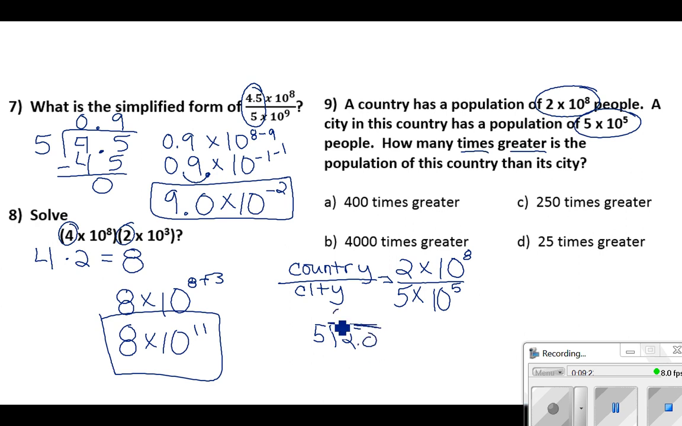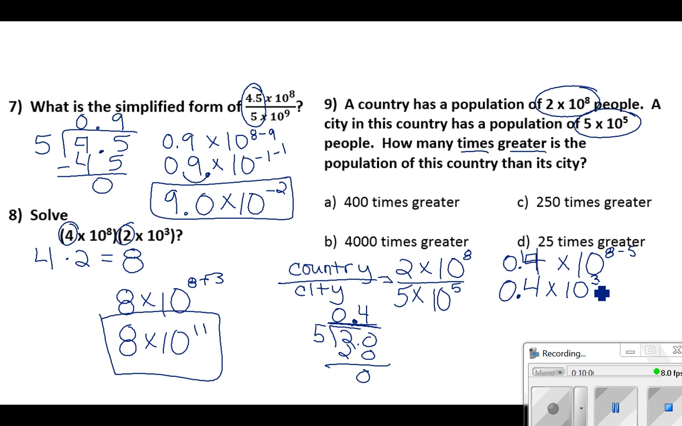5 goes into 2 0 times. We can bring up the decimal. 5 goes into 20 4 times. So our number would be 0.4 times 10, and we have a division problem, so we're going to subtract the exponents. 8 minus 5. So 0.4 times 10, 8 minus 5 is 3 to the 3rd power.